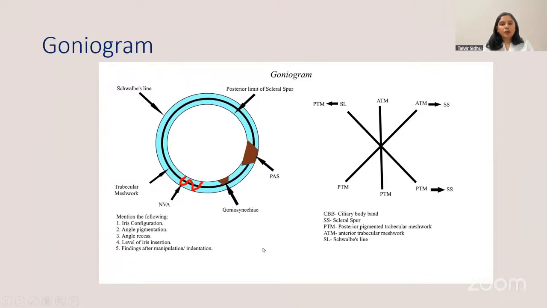It is always important that you make a goniogram to show whether the angle is open or closed, and where the abnormalities present in the angle are. You should mention iris configuration, pigmentation, angle recess. You should always mention the level of iris insertion and the findings of your manipulation. The findings of manipulation can be shown in a cross form, for example, from primary gaze the anterior trabecular meshwork was seen, but when you manipulated, the posterior trabecular meshwork or the scleral spur is seen. So these things should be mentioned.